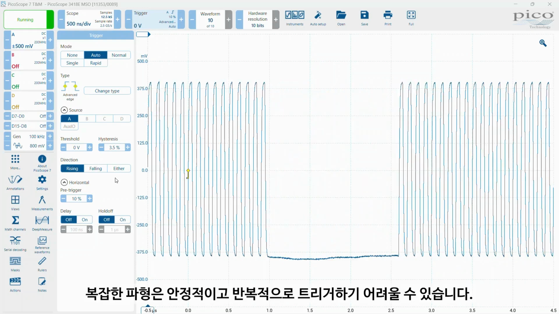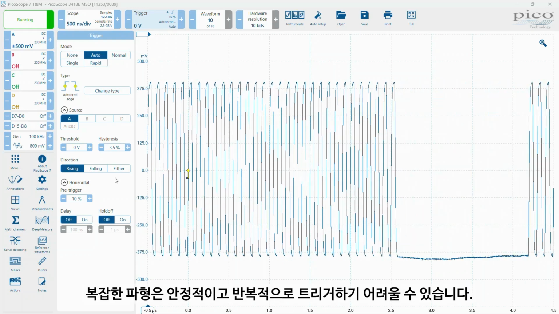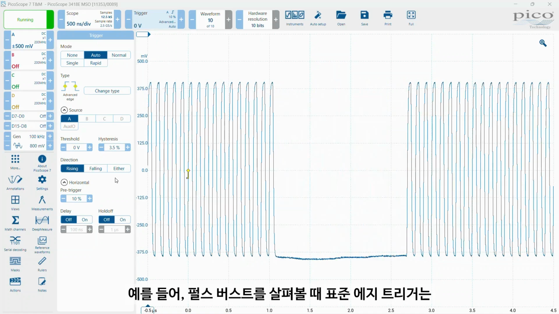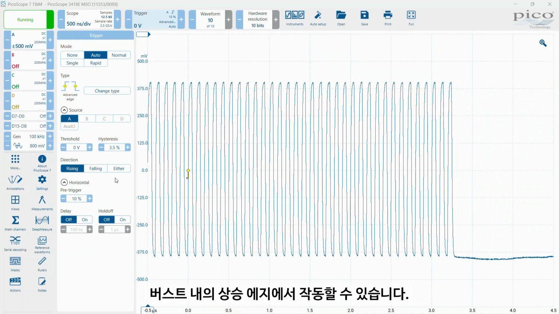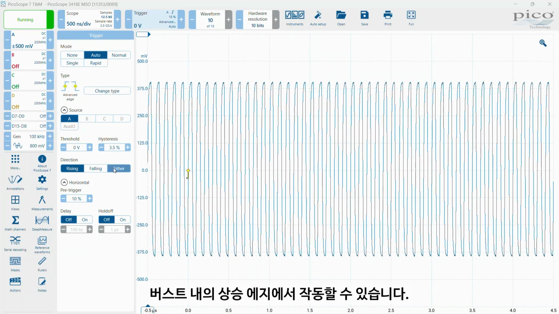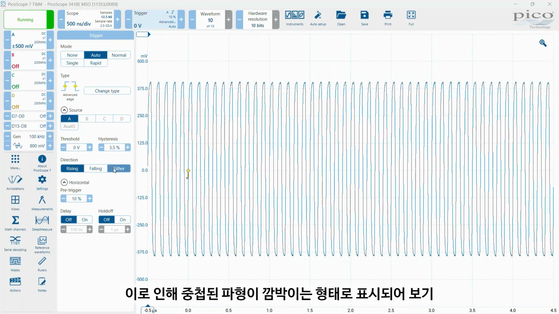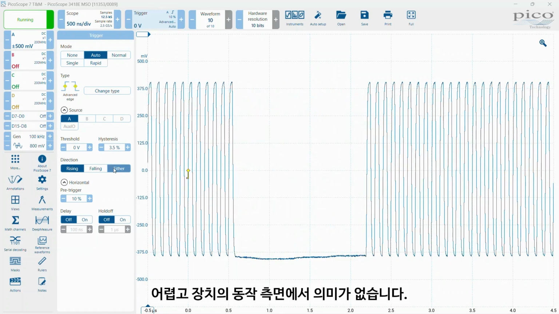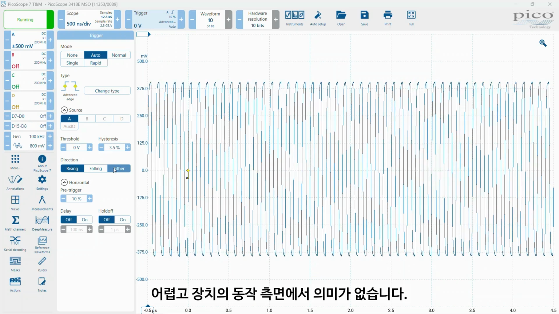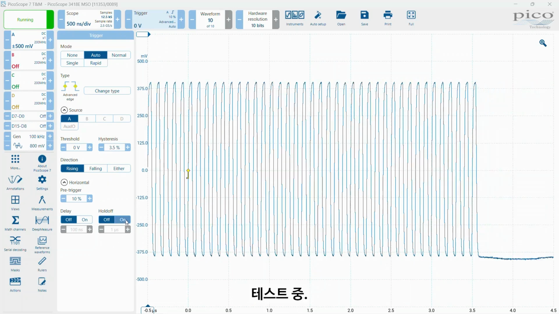Complex waveforms can be difficult to reliably and repeatably trigger on. For example, when looking at a burst of pulses, the standard edge trigger might fire on any rising edge within the burst. This results in a flickering display of overlaid waveforms that are difficult to view and not meaningful in terms of the behavior of the device under test.